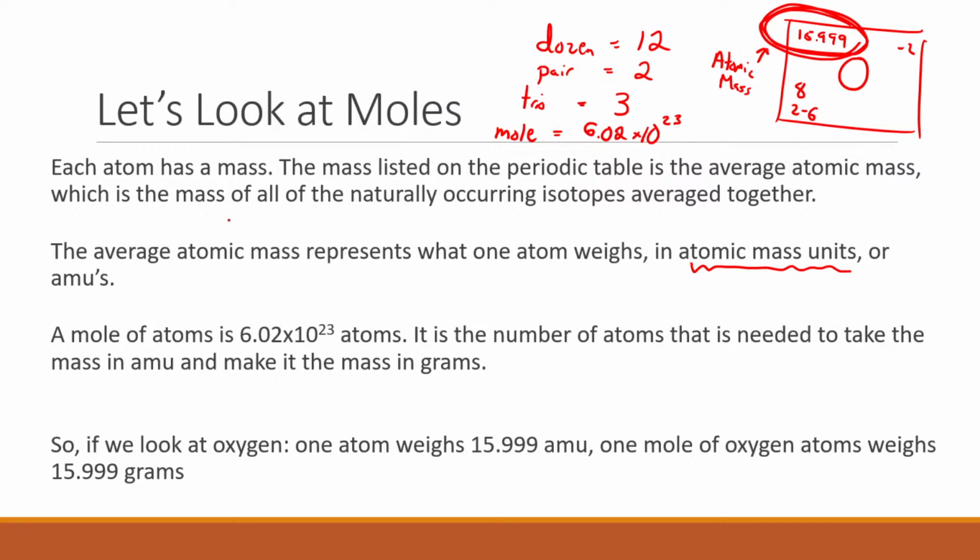So the mole is a super important number. This number, 6.02 times 10 to the 23rd, is the number of atoms that is needed to take the mass from AMU, right, from teeny, tiny number, to make it the mass in grams, a regular number that we can work with, a regular weight and a regular mass that we can work with.